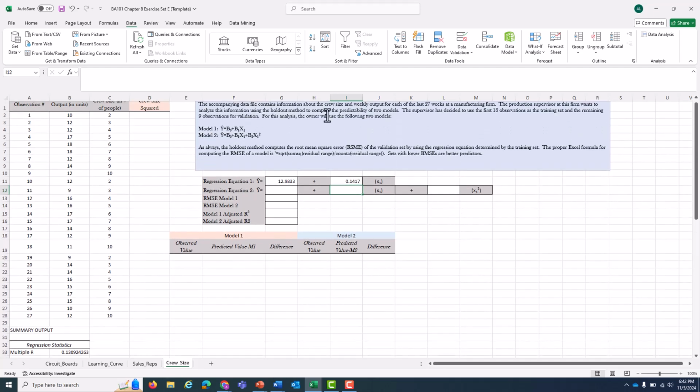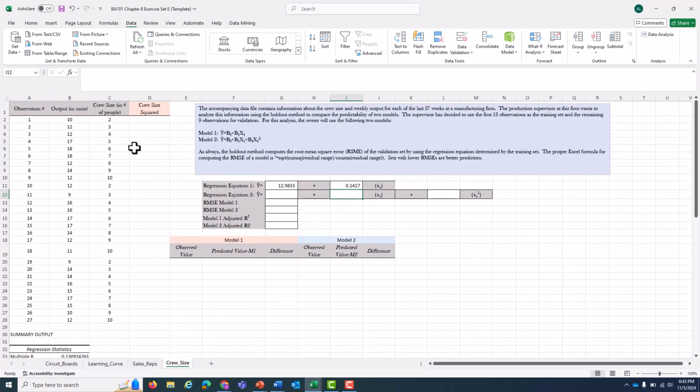For regression equation 2, I want to treat the crew size as though it is going to be a quadratic relationship. And to do that, I'm going to have to add another variable for the square of our crew size. So let's get a column going that's going to calculate that. And it's just equal to our crew size to the power of 2.